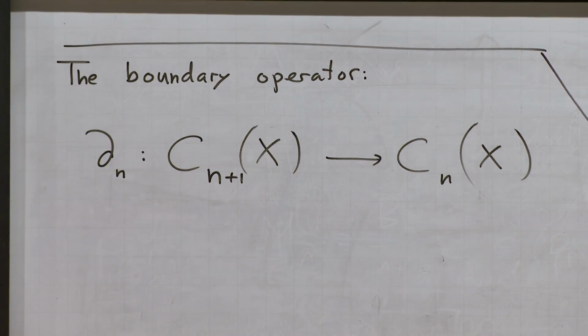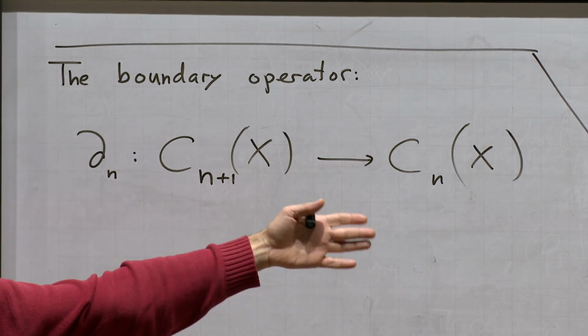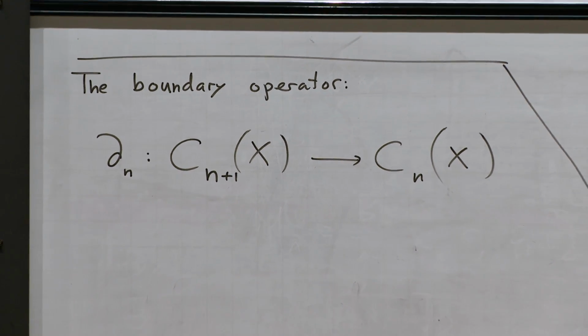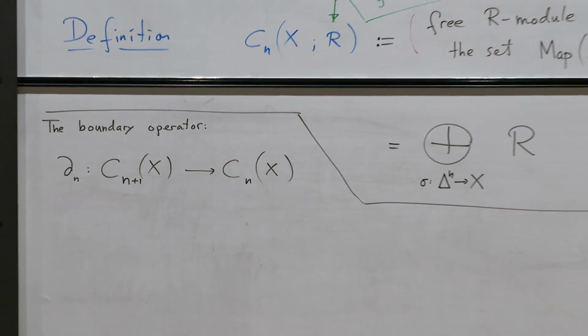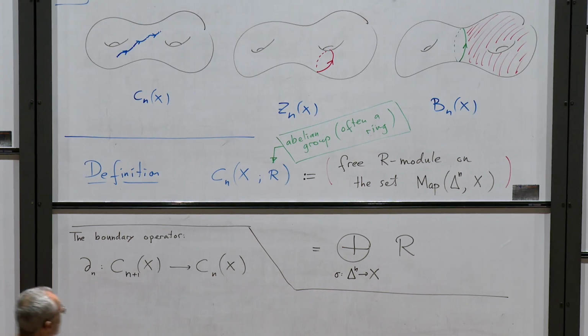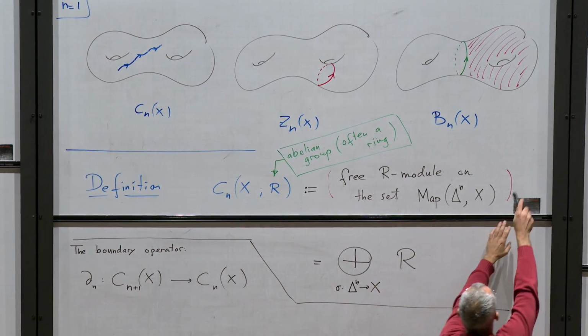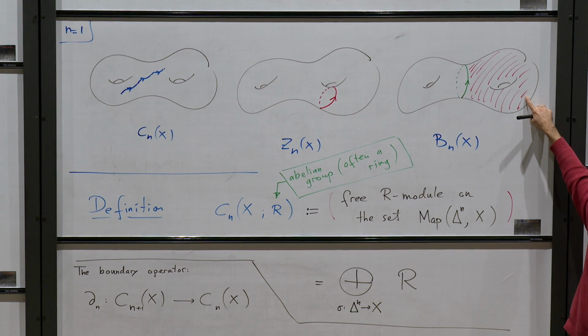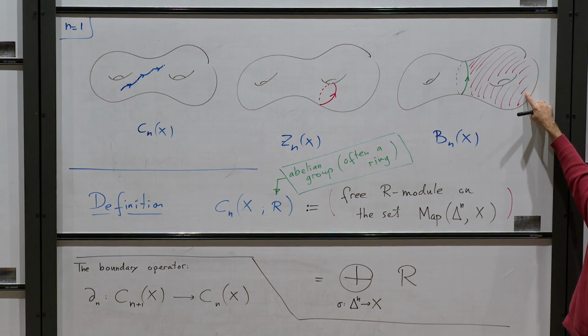So that's a linear map. Sorry, it's a homomorphism of abelian groups, which intuitively takes the boundary. So here in red, I have drawn actually an element of C2.